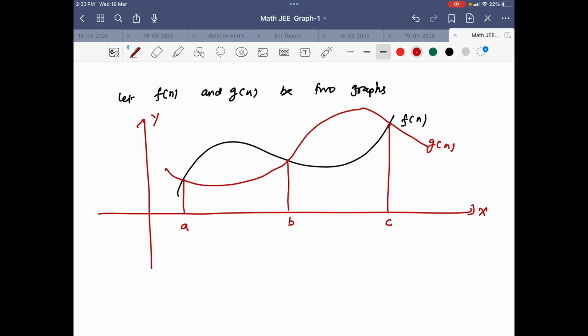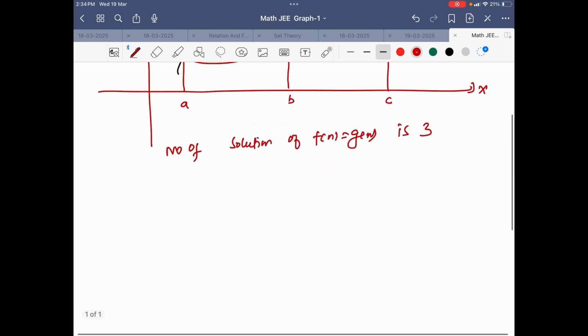These two curves are meeting, right? That point is the solution. When two graphs are there, where both graphs intersect gives the number of solutions. So the number of solutions of f(x) equal to g(x) is 3 here. There are 3 intersections, therefore 3 solutions are possible. Let me take one example.